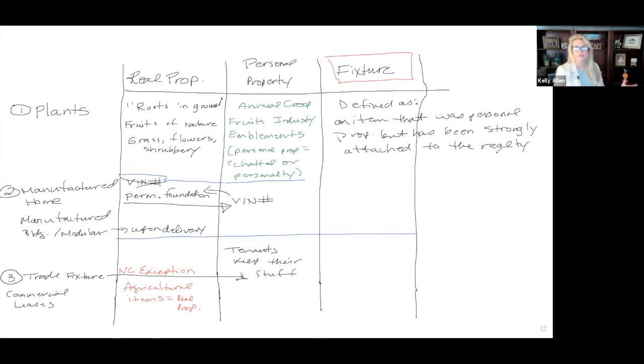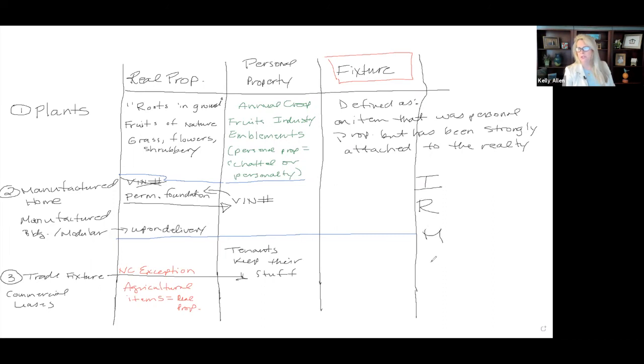Fixtures are going to transfer automatically with the sale of the property. Okay, very good. Again, anything that's glued, screwed, bolted, installed, attached, wired, those are all words indicating that something is a fixture. Now, if there is a fight about a fixture, between the parties, whether or not, hey, is this a fixture or not, they're going to go see Judge Judy. You know how much I love Judge Judy.